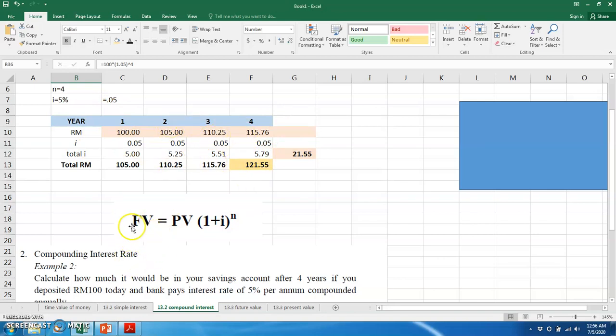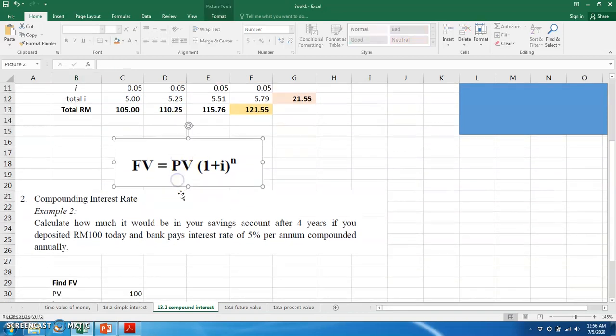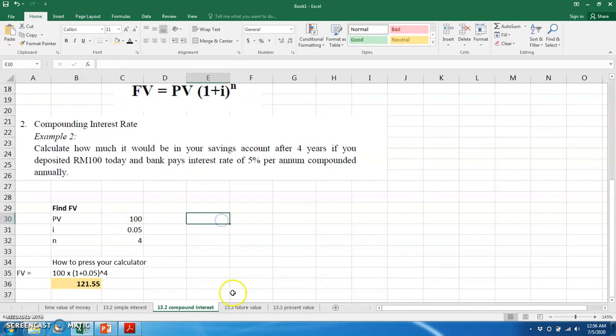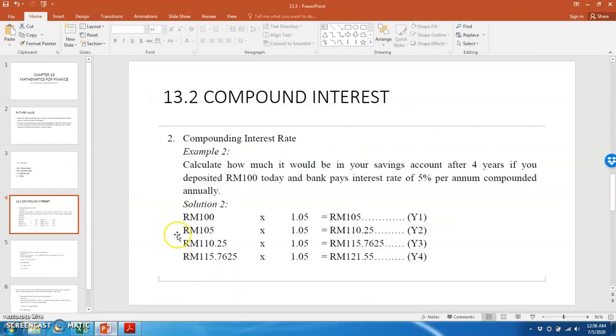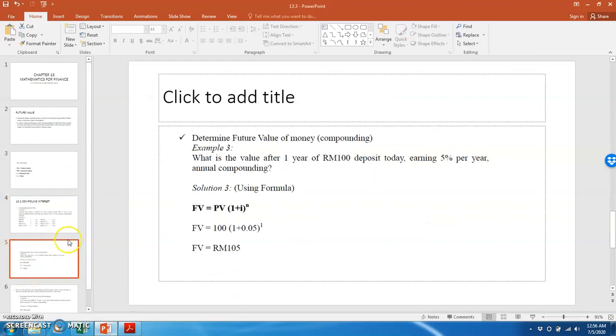Remember, even if you say, oh madam, I'm not comfortable with the formula, in the question they will ask you about 3 years, 4 years, 10 years. You can't afford to do it manually, because this formula is very efficient. Now let's check the second question.